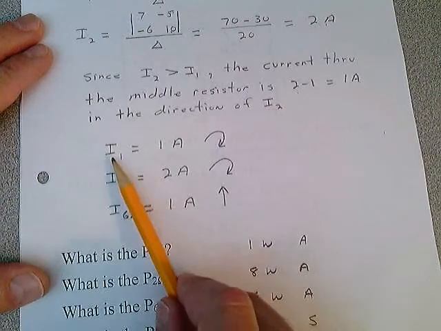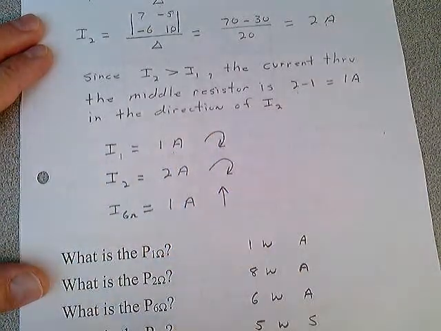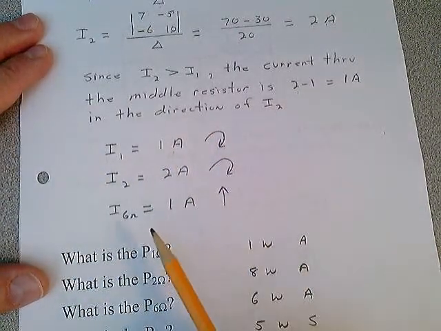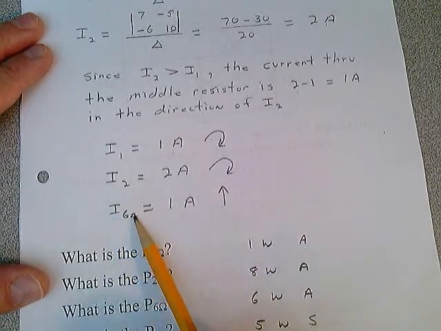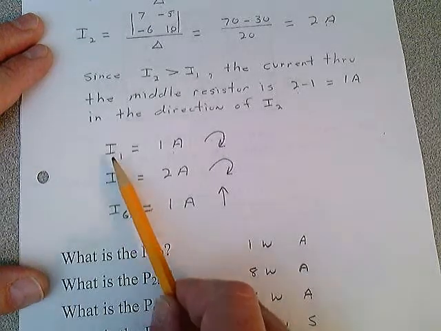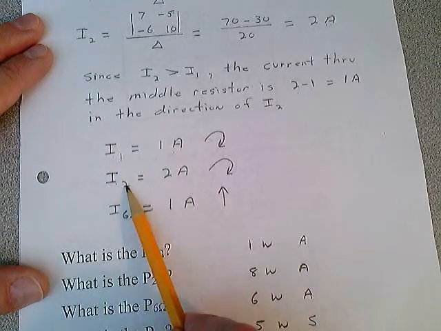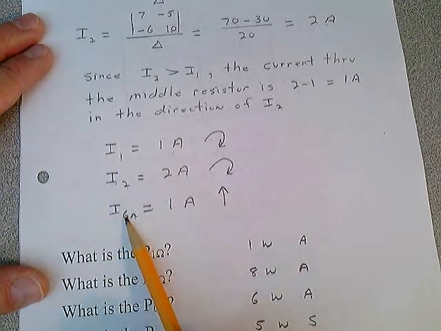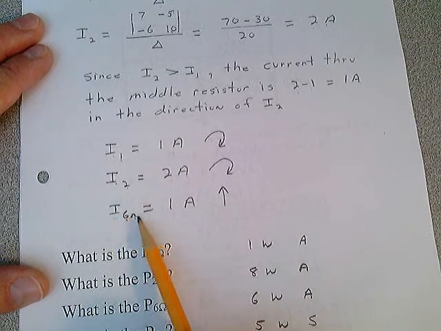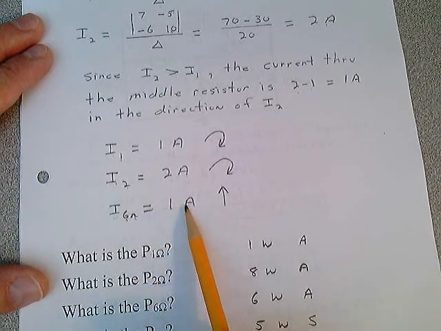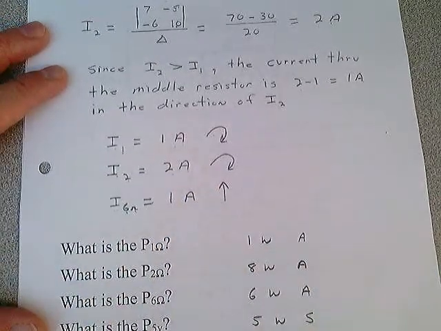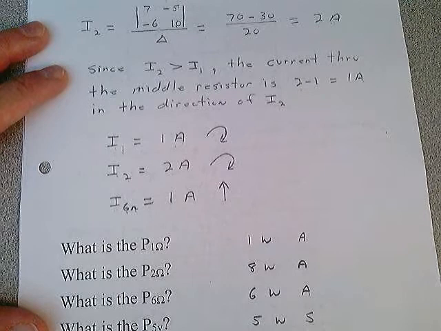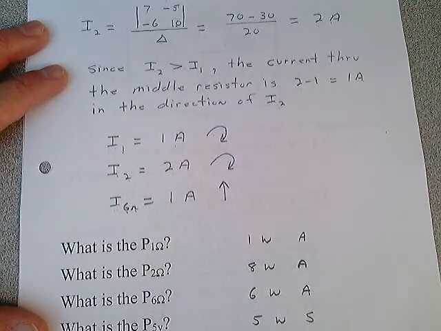Therefore, my solutions: I1 is equal to 1 amp in a clockwise direction, I2 is 2 amps in a clockwise direction, and I6 ohm, I1 is 1 amp, I2 is 2 amps, I6 ohms is the 1 amp going up. So now you know the currents, you can calculate resistance, you can calculate powers, voltages anywhere else in the circuit.